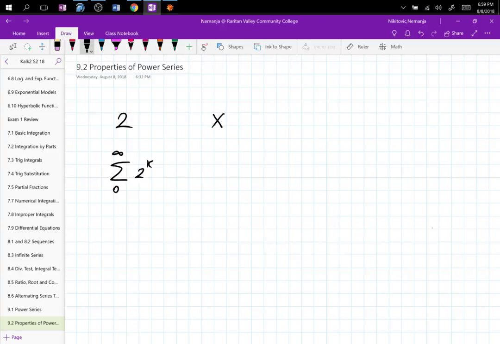What's the fate of this? Yeah. So what is it? Diverge, exactly. So this diverges because r is equal to 2, which is bigger than 1, right? But now I'm going to write summation of x to the k. Aha! I got myself a power series over there. Converge or diverge?